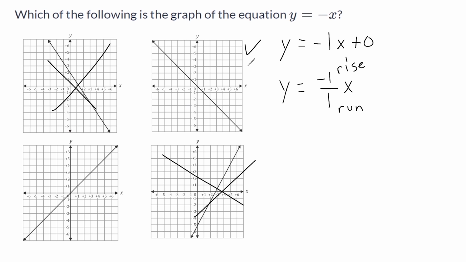Now we can also see that this line has a slope of -1 or -1/1 because if we plot a series of points directly on our line, we can see that we go down 1 and over 1 between each point. All right, let's go ahead and do another problem.